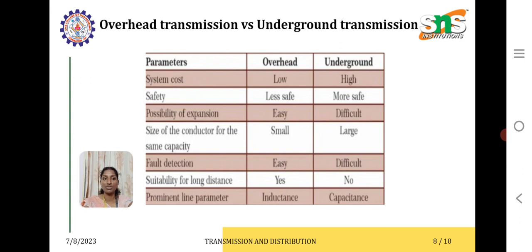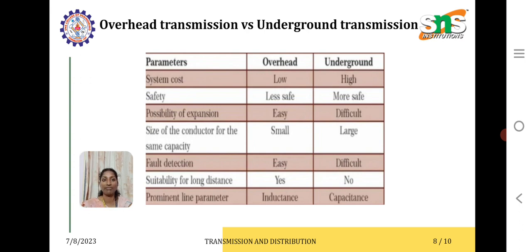So overhead transmission versus underground transmission. What is the comparison based on the parameters? I have considered some of the parameters like system cost, safety, possibility of expansion, size of the conductor of the same capacity, fault detection, suitability for long distance, and prominent line parameter. System cost will be low in overhead, whereas it will be high in underground.